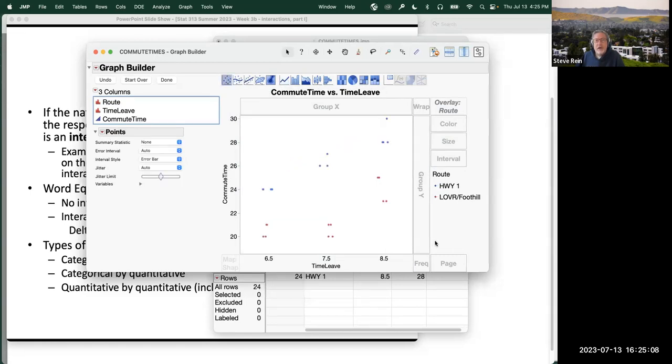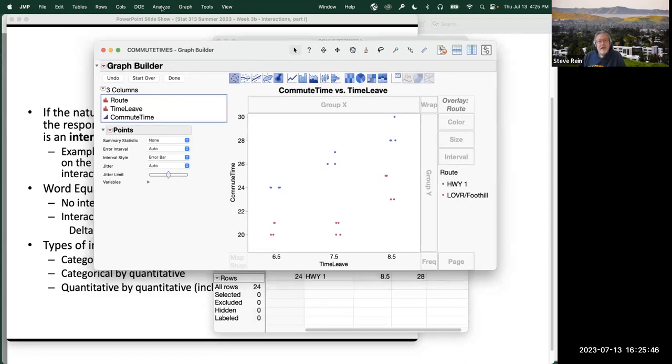But if I just show you the dots, you're spotting a couple things. One is Los Osos Valley Road is saving time versus Highway 1. So far, so good. Number two, leaving at 6:30 is a little bit quicker than if I leave at 7:30, well, at least for the one route, or 8:30. So the effect of route is that it takes more time to do the blue route, Highway 1, than the red route, Los Osos Valley Road. Time of day, well, it's less commute time at 6:30 or 7:30 than it is at 8:30, certainly.